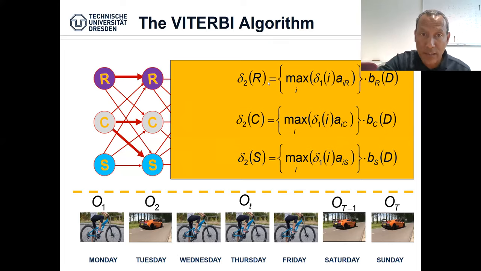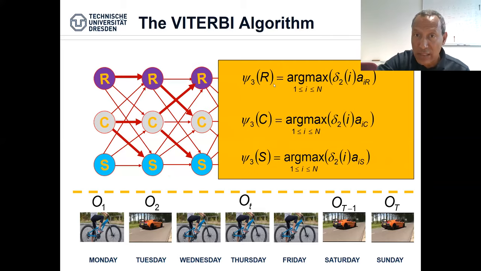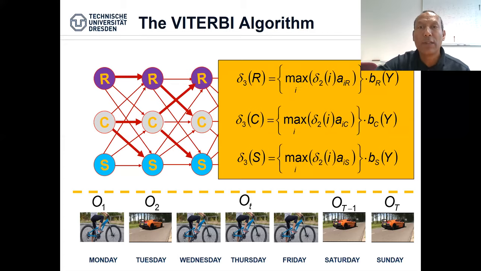Now, once we have the scoring for this one, we can estimate the best route to arrive at each state on Wednesday. So the best way, again, using this argmax operation, we calculate for each of the states. So to arrive at R, for example, on Wednesday, we must have come from cloudy. To arrive at C, the best way would be R. And to arrive at S, the best way would be S. So we repeat this up to the last.